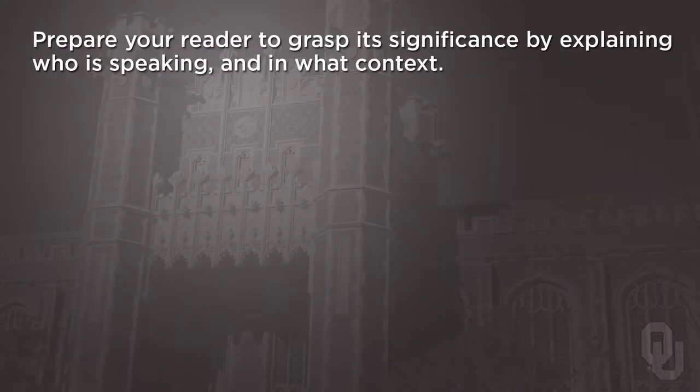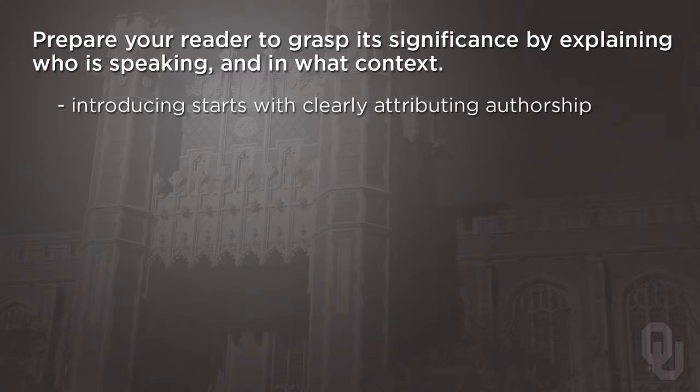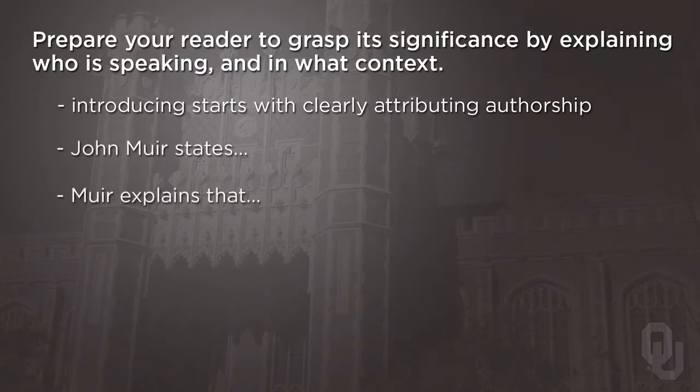Now let's look at each of these skills in more detail, starting with introducing. When you quote, you want to prepare your reader to grasp its significance by explaining who is speaking and in what context. In its most basic form, introducing starts with clearly attributing authorship. For example, by writing John Muir states, or Muir explains that, as a kind of lead-in to the quotation.